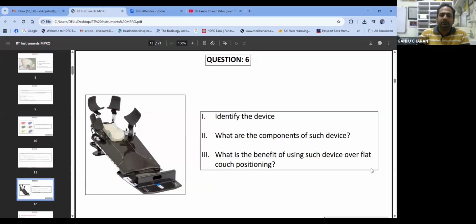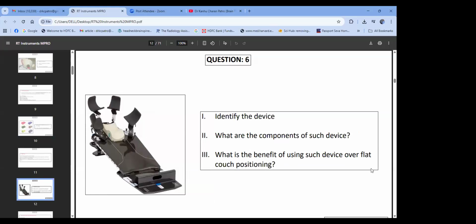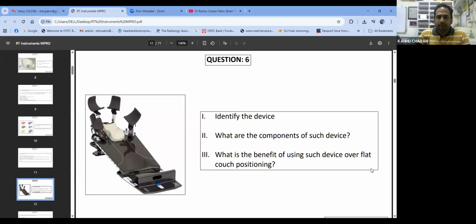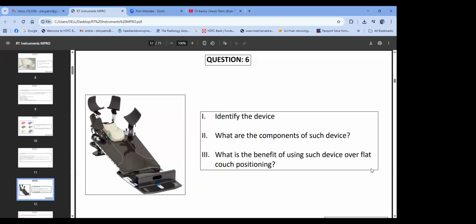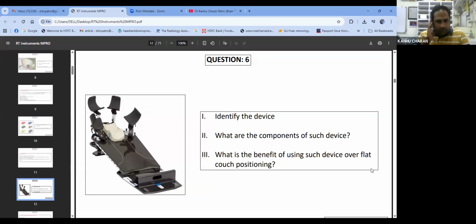So identify this device. Breastboard. So this is a breastboard with wing board and arm support. Okay. The components are an adjustable base plate, arm supports, T-bar or wing board, headrest or head cradle, indexing system, and there can be lateral wedges or elevation blocks.